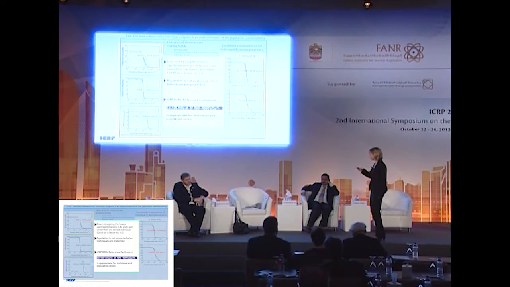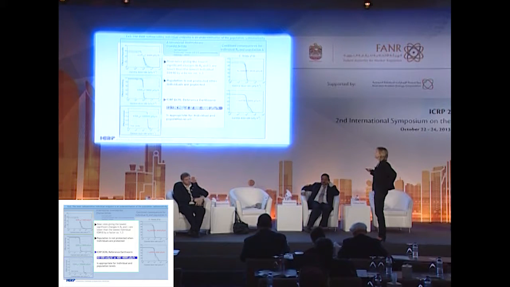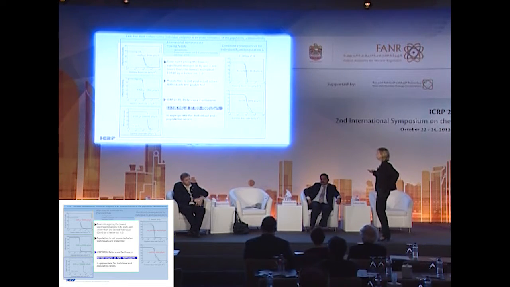In that case, the dose rate giving the lowest significant change in R0 or in lambda, the population growth rate, is lower than the lowest individual value of EDR10 at the individual level. So the population is not protected when individuals are protected. But the ICRP DCRL for reference earthworms gives a band varying from 10 to 100 milligrams per day, and actually it is appropriate for individual and population levels, but we've got this information in addition.